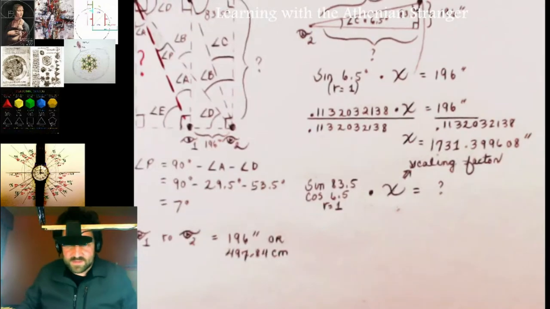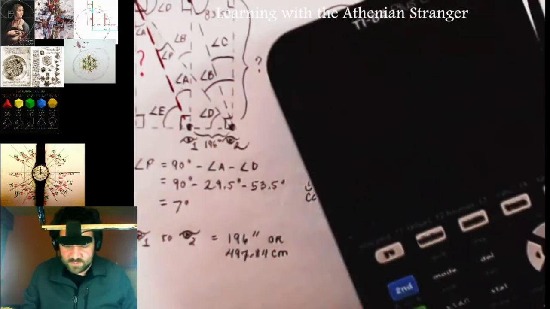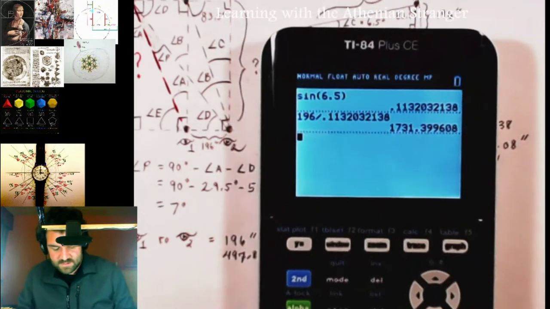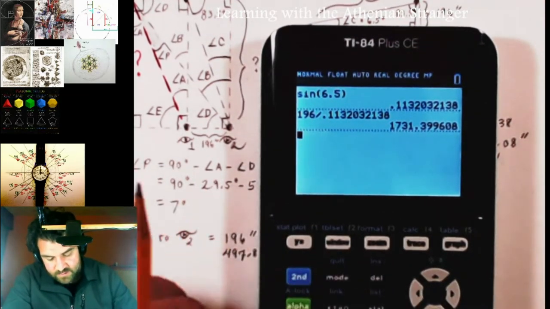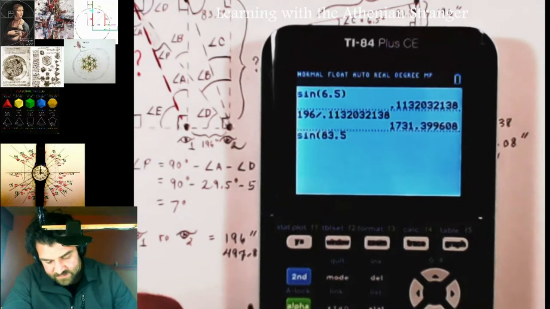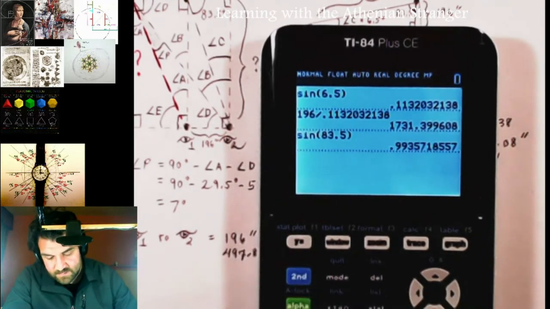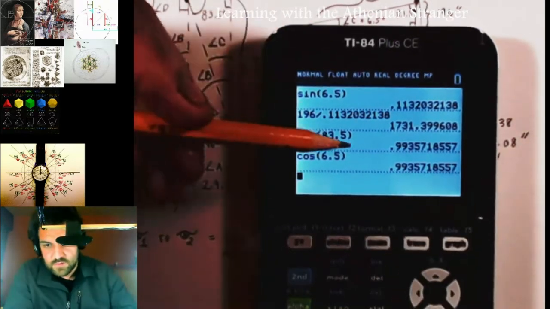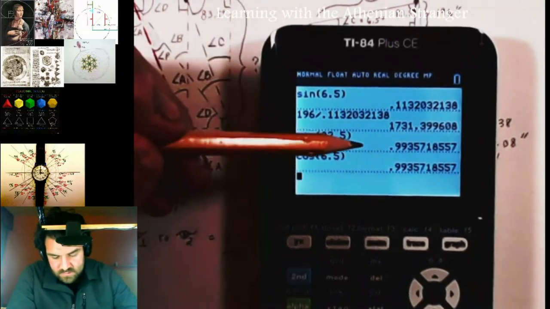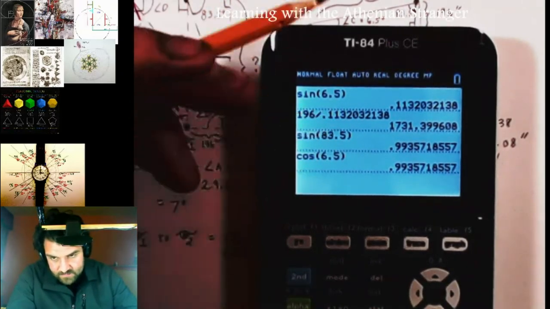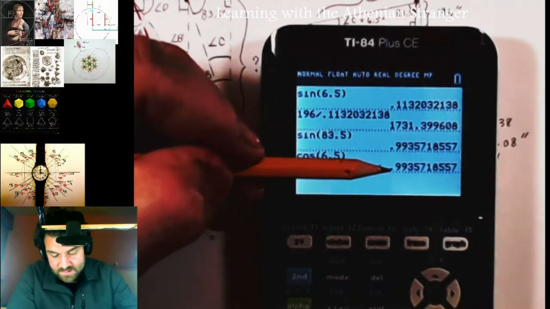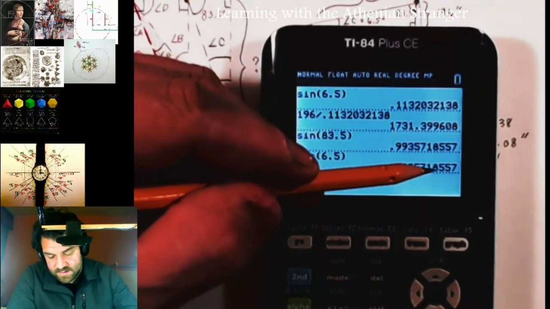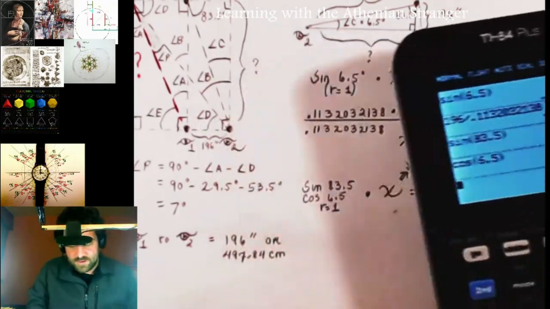First we've got to find the sine of 83.5, or the cosine of 6.5, whatever your fancy is. I'm going to do the sine of 83.5, and I'll show you that they're both equal. Sine of 83.5 is equal to that radian measurement for a unit circle of radius 1. The cosine of 6.5 is identical. It doesn't matter which one I take. For a unit circle of radius 1 inch, the sine of 83.5 degrees, or cosine of 6.5 degrees, is 0.993571855 inches. Let me write that down.